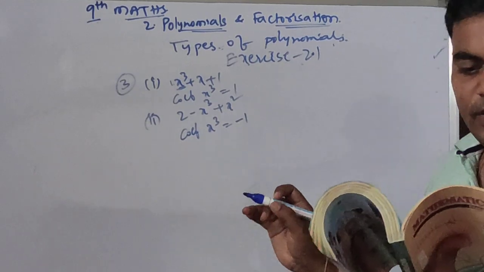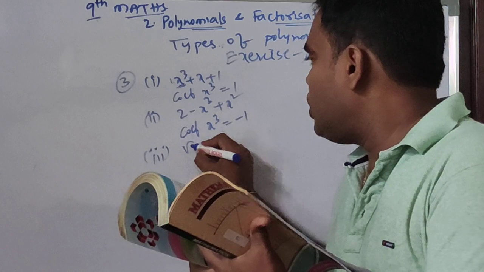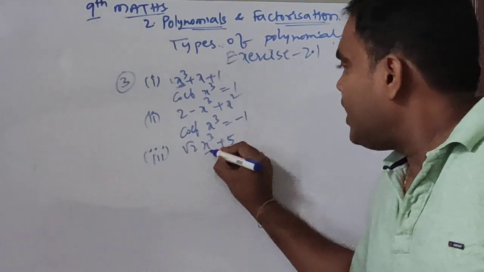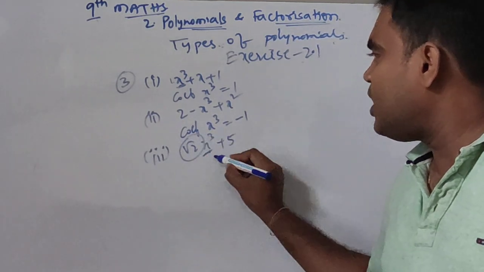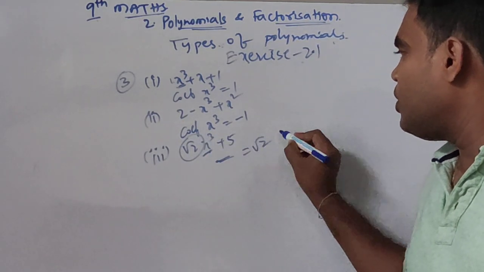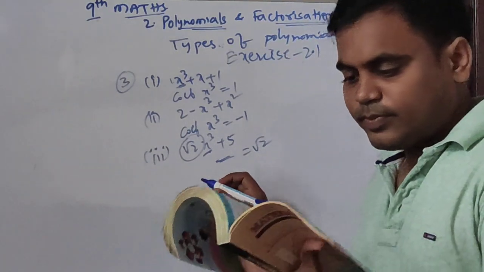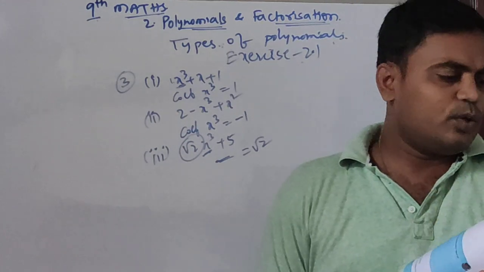Next, third, root 2 x cube plus 5. Here it is x cube, and the coefficient is root 2. Coefficient of x cube is equal to root 2. Next, fourth, 2x cube plus 5. The coefficient of x cube is equal to 2.